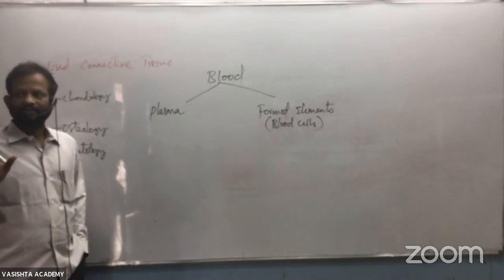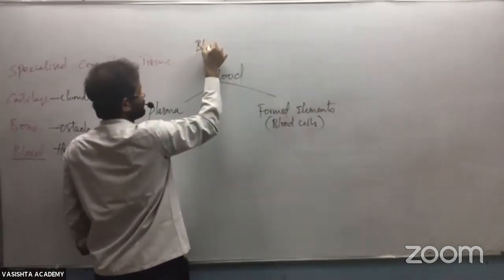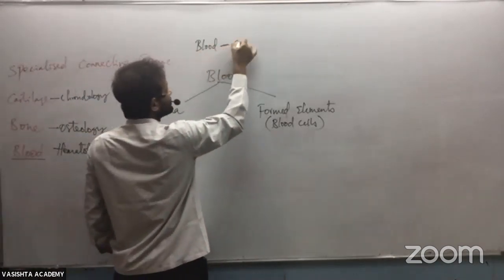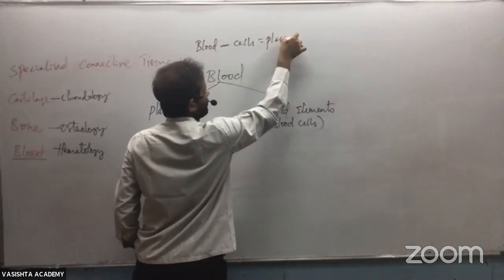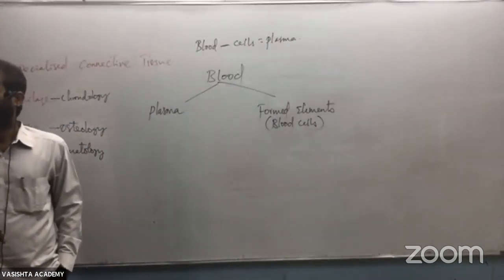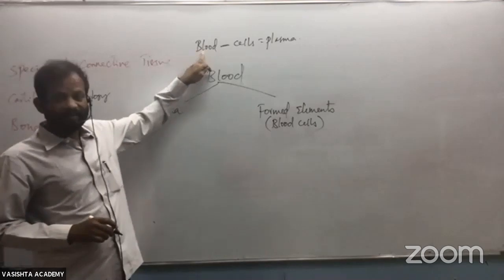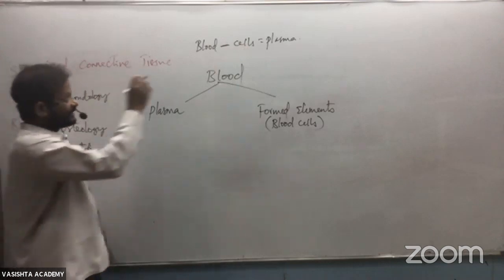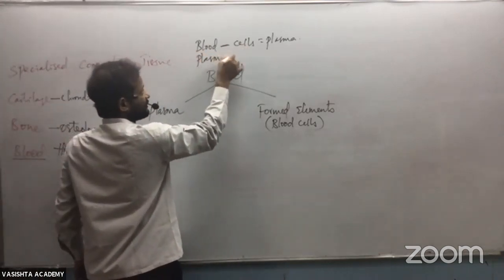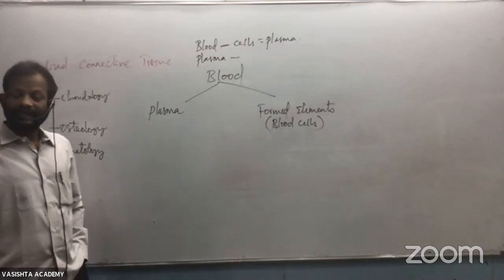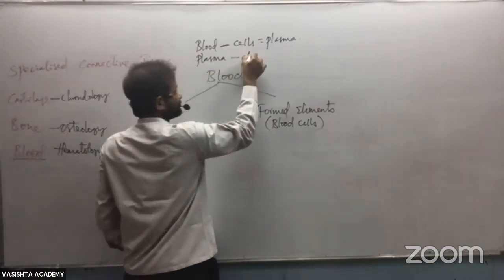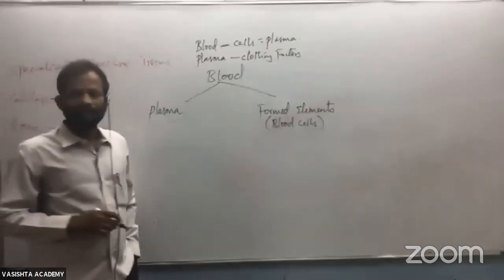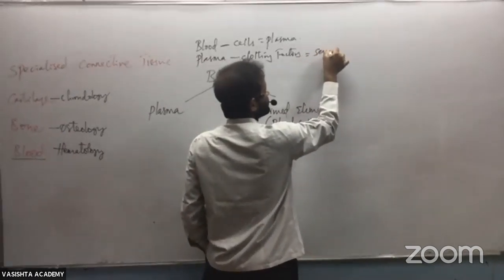If we take the blood and remove the cells, that is called plasma. Blood minus cells is called plasma. Similarly, if you take plasma and remove the clotting factors, we call that serum.